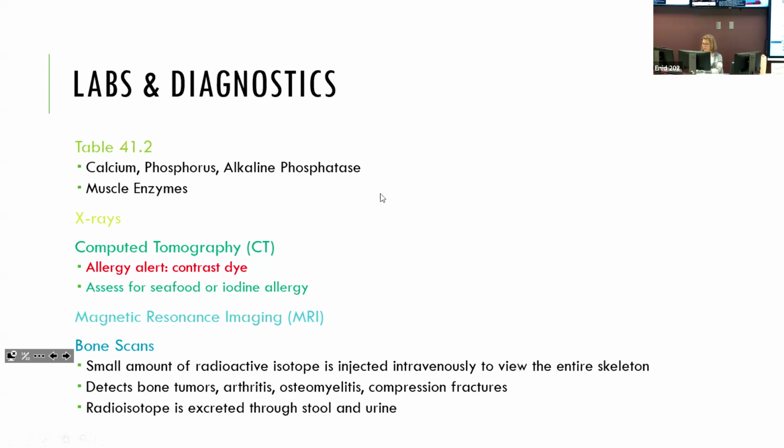So they can do a bone scan. They can use that to diagnose cancer in the bones. You can also detect arthritis, osteomyelitis, and compression fractures. They put a little bit of isotope in their IV, and it goes into the bone, so you can see all the bones. And that isotope is excreted in their stool and urine.